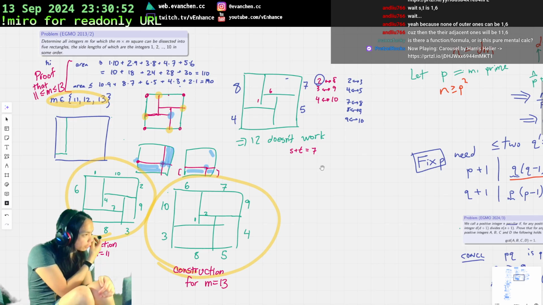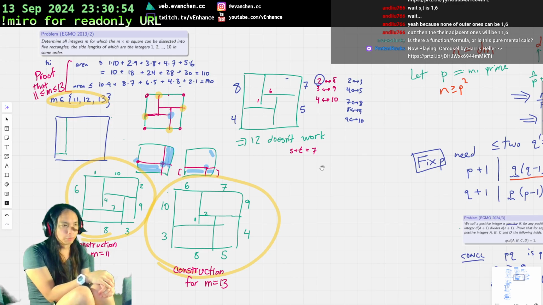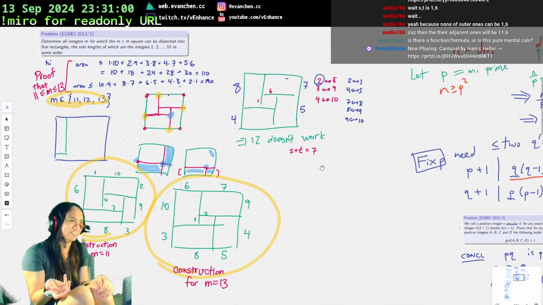Is there a function formula? For what? Like, I don't know, I'm just doing the problem. Like, if you want an answer to the question, you need to say what you want the function for. Like, what thing are you asking is there a formula for?